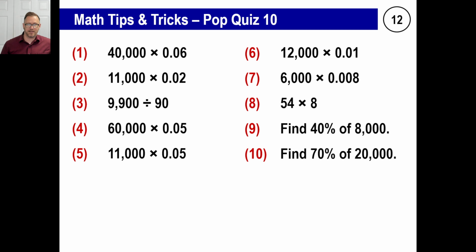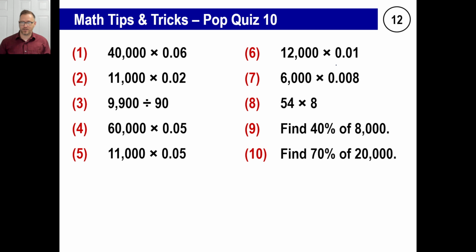First one will be 400, rewritten of course. 400 times 6, which is 2400. Number 2, rewritten, will be 110 times 2, 220. Number 3 is 110. Number 4 will be rewritten 600 times 5, 3,000. Number 5 rewritten will be 110 times 5, 550. Number 6 rewritten is 120 times 1, or 120.